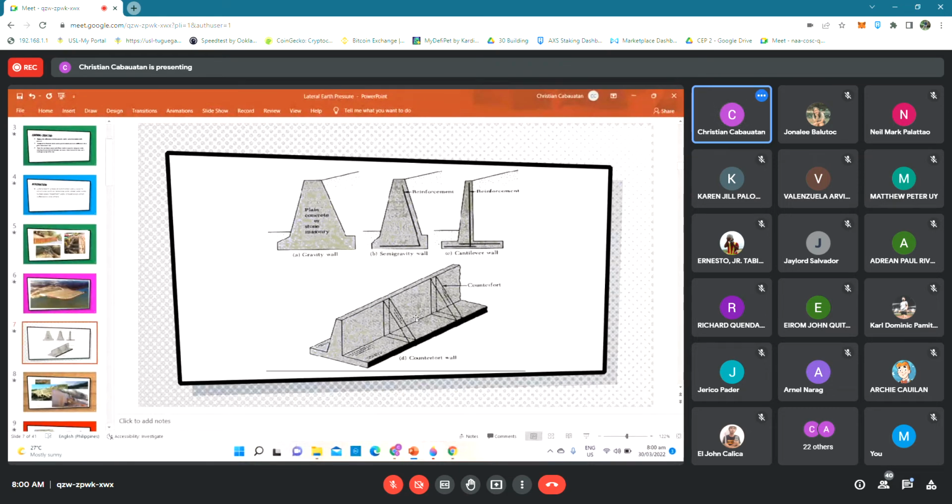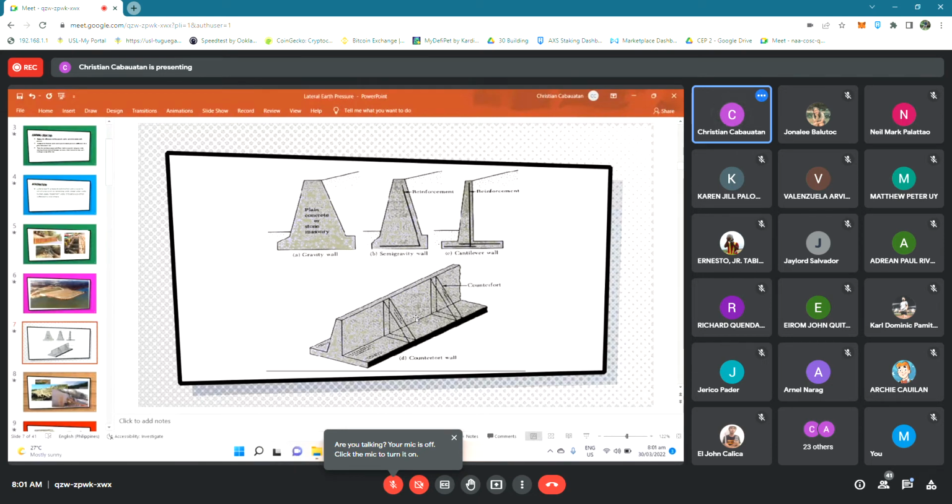The second would be the semi-gravity wall. It is just a combination of your gravity wall and reinforcement. Whatever the size or picture of the gravity wall is, you just add some reinforcement, but the placing of your reinforcement is a slanting L, as you can see in the figure.